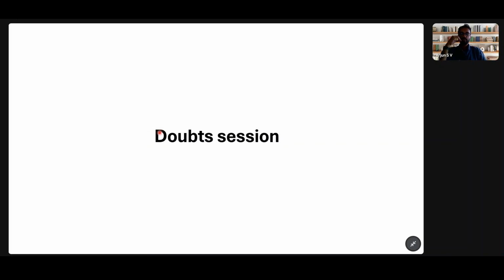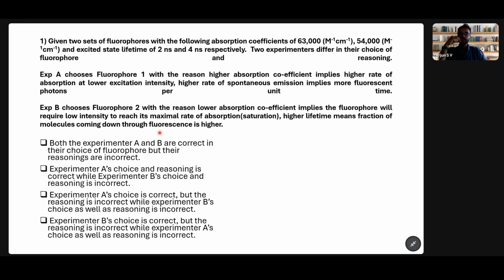Okay, if there are no doubts, we'll discuss the assignment solutions from week 4 first. The first question is: given two sets of fluorophores with absorption coefficients 63,000 and 54,000 and excited state lifetimes of 2 nanosecond and 4 nanosecond, two experimenters differ in their choice of fluorophore and reasoning.